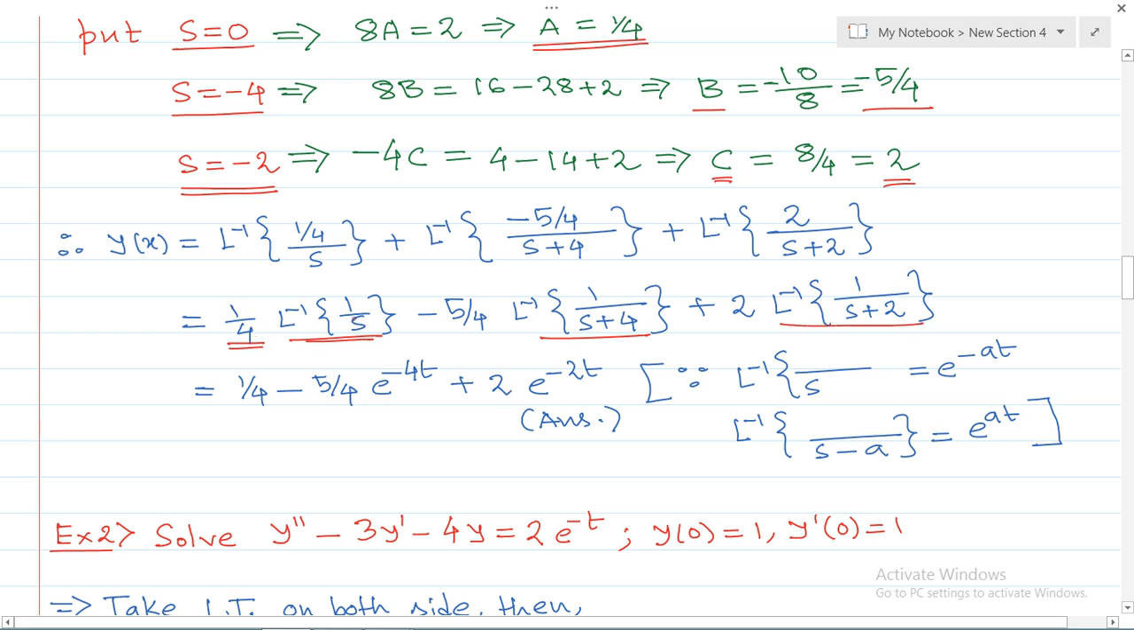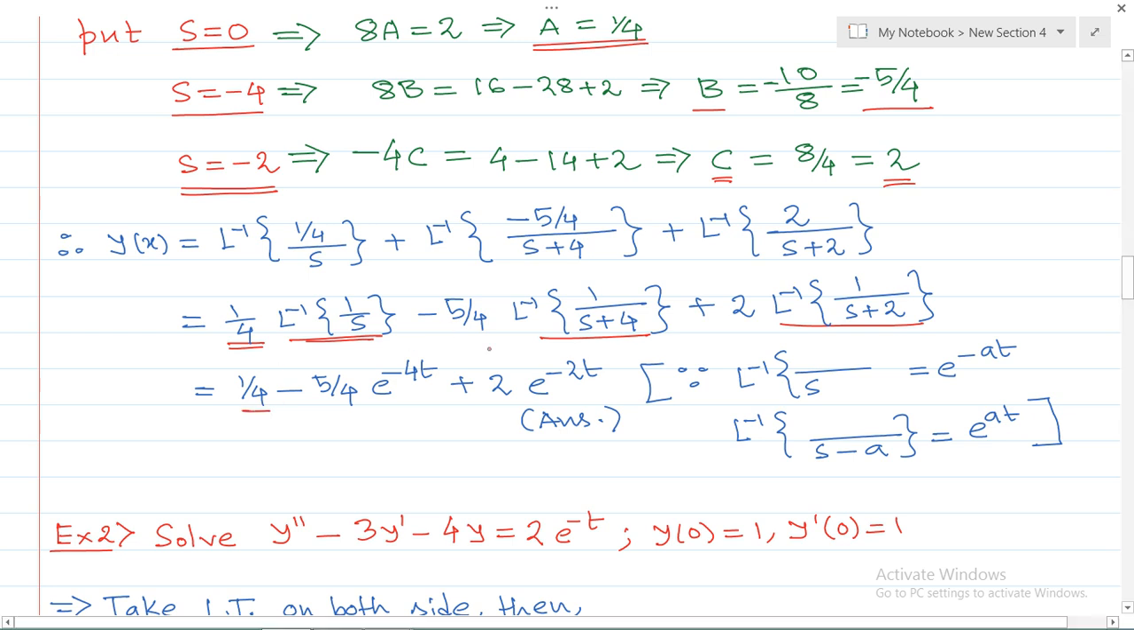So 1 by 4 L inverse of 1 by s. L inverse of 1 by s is 1 itself, because the Laplace transformation of 1 is 1 by s. So L inverse of 1 by s is going to be 1. At the end of this video, I have added all the formulas. From there you can take a snapshot and you can practice.